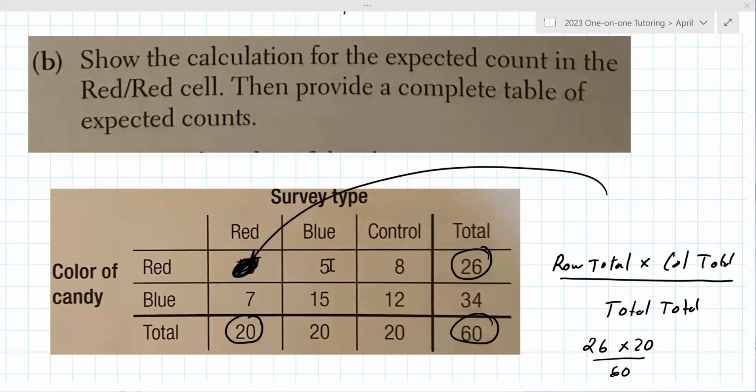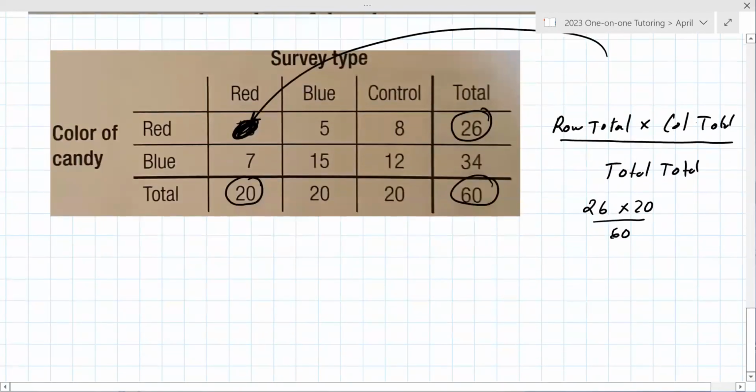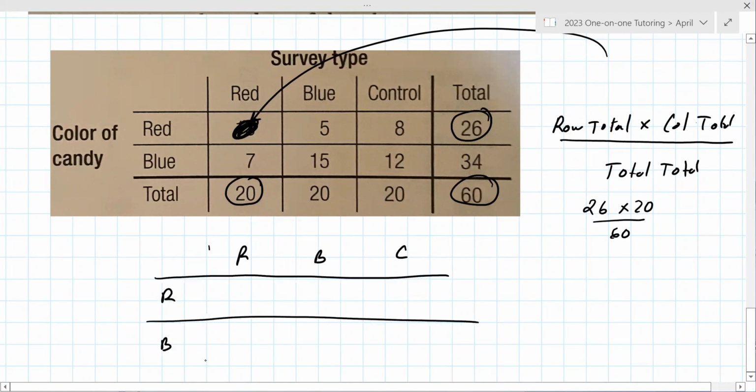Like the blue one here, after we get this one, you do the same thing, but you're now using this 20 instead of the other 20. They're the same, but you're using the row total and the column total over the total. That's to get the expected count. What you need here is another table, red, blue, control, with the expected counts for each of them.